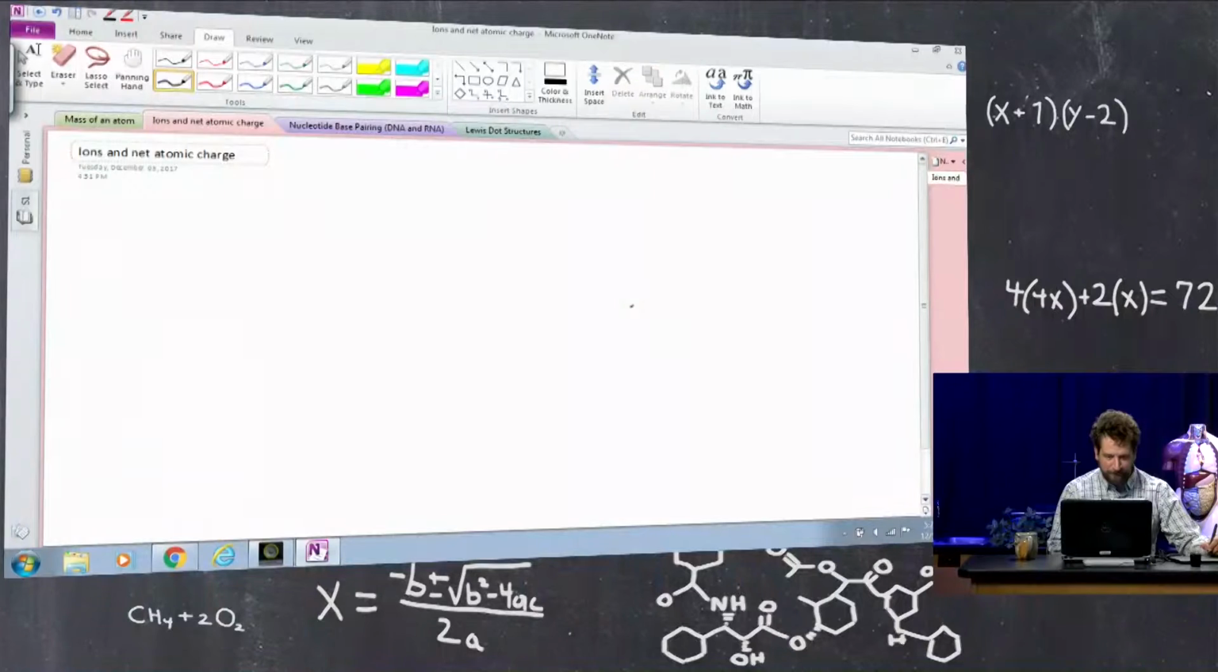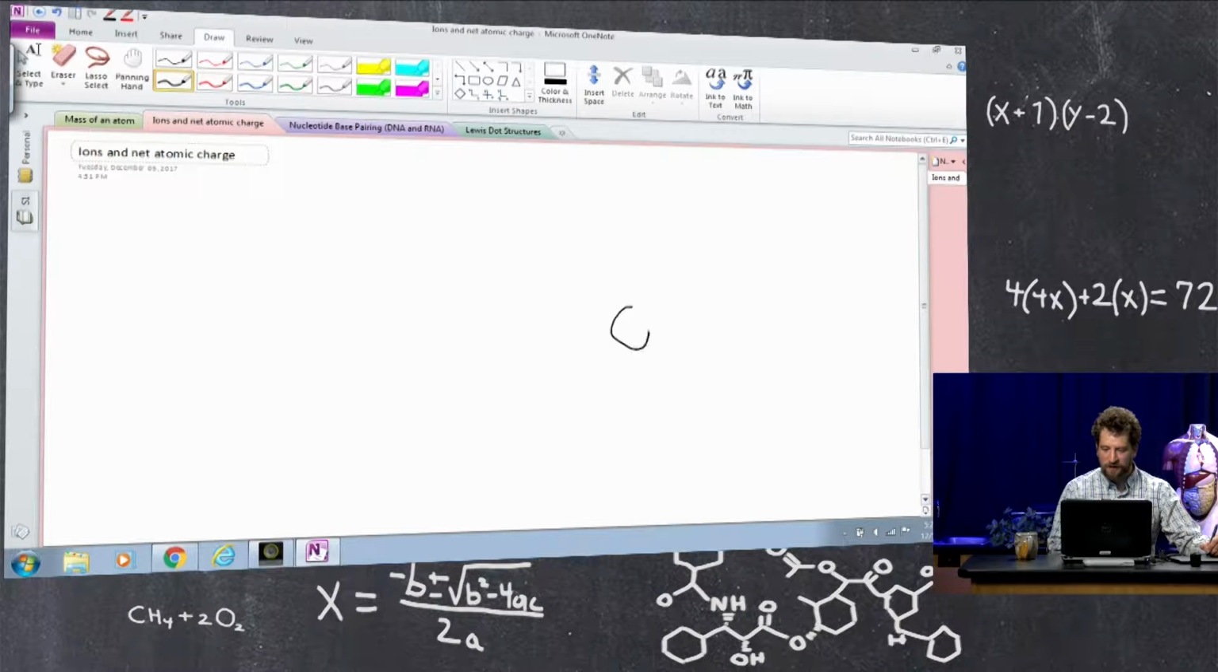Okay, so today we're going to talk a little bit about net atomic charge. That word net really means overall. So what we're interested in is the overall charge of an atom, whether it's more positive or more negative. And so to think about the overall charge of an atom, we have to think about the parts of an atom. So let's just draw a basic diagram of an atom here.